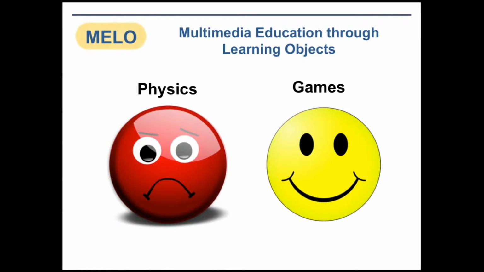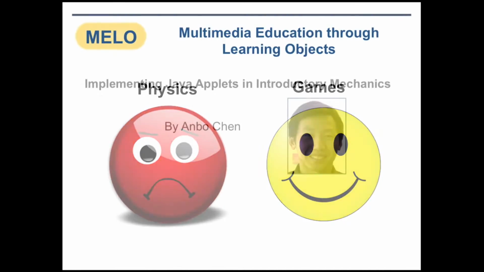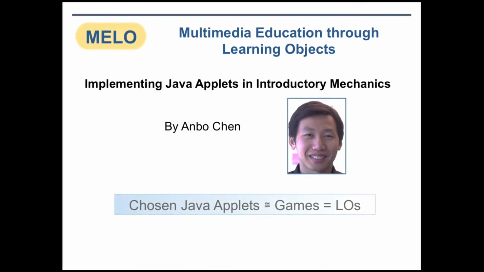A knowledge of your student preferences can also help you determine what kind of learning objects to look for. For example, introductory physics students who were required to take the course had a clear preference for games. So the physics instructor chose to integrate Java applets which were similar to interactive games. Let's hear from Ambo about the process.